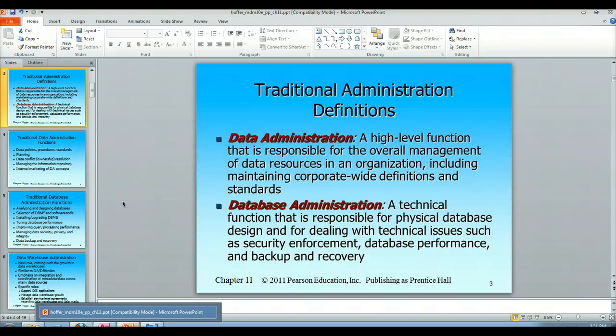Another enormous responsibility is the database administrator. But the database administrator is a technical function, not a board level function. This person is responsible for physical databases, the design, technical issues, security, performance, backup and recovery, more of the day-to-day nitty-gritty operation of the database.